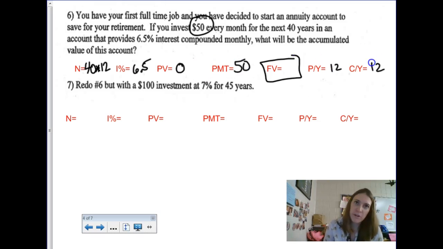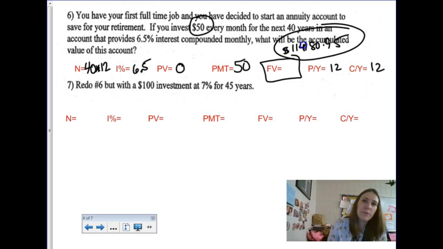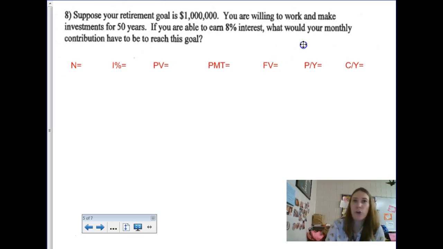So pause the video and get all these things entered into your calculator, which I already did, and my answer is $114,180.95. So this is a handy little tool. I'm going to let you do number 7, which they just change a few things. You're going to invest $100 at 7% for 45 years. And you're going to see your money grow, and I think you'll be surprised how much more money you have.